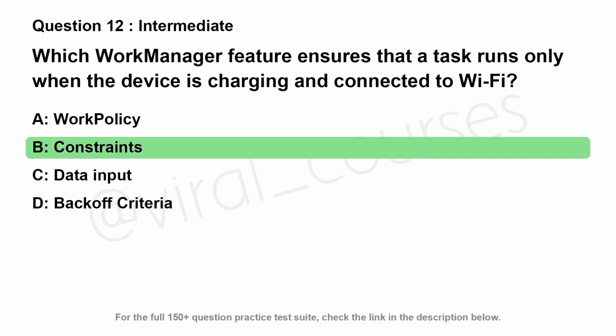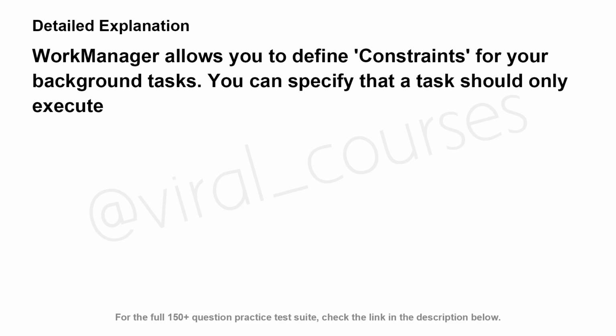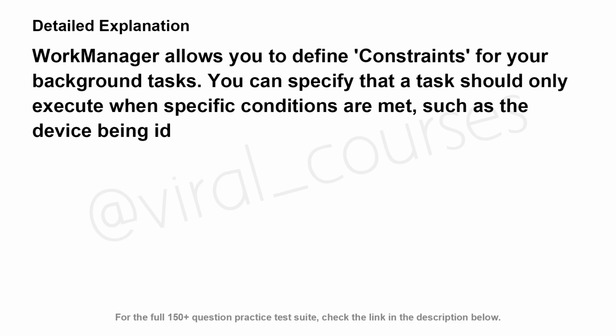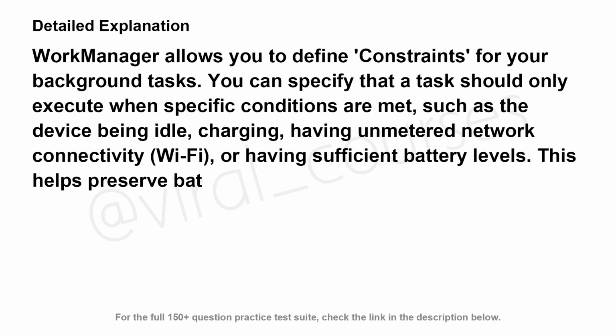The correct answer is B. WorkManager allows you to define constraints for your background tasks. You can specify that a task should only execute when specific conditions are met, such as the device being idle, charging, having unmetered network connectivity, Wi-Fi, or having sufficient battery levels. This helps preserve battery and data for the user.